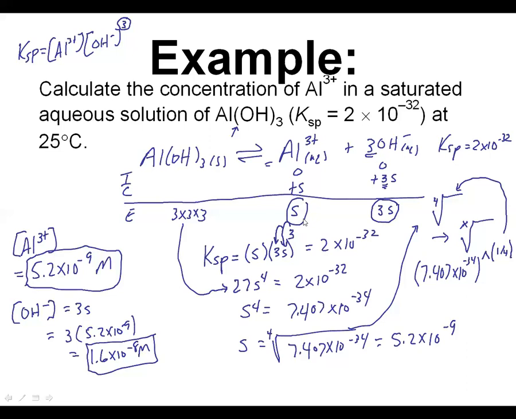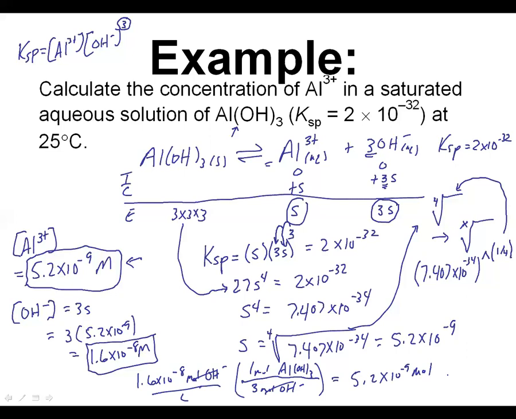So again, why I say the solubility of the whole thing would be this number here is, for example, if we took this number, which was 1.6 times 10 to the minus 8 moles per liter of the hydroxide, and did a stoichiometry problem, which is 3 moles of hydroxide for every 1 mole of the whole thing, the moles of hydroxide would cancel, and we would be back to the 5.2 times 10 to the minus 9 moles per liter of the whole thing.